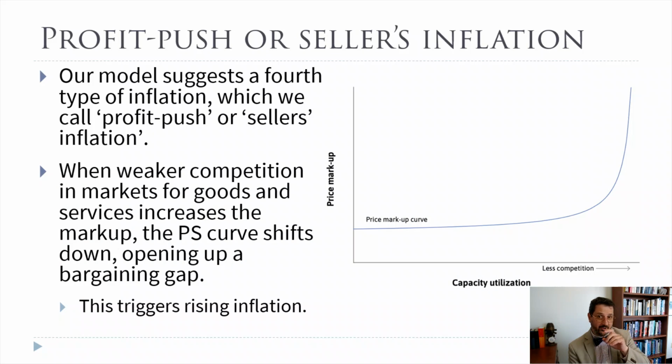We can also have potentially profit push or seller's inflation. This is really about a decrease in competition. In this case, we have less competition going along the horizontal axis and the markup on the vertical axis. If there's less competition, then that markup increases, so that pushes the price setting curve down, and that can open up a bargaining gap and lead to higher inflation.